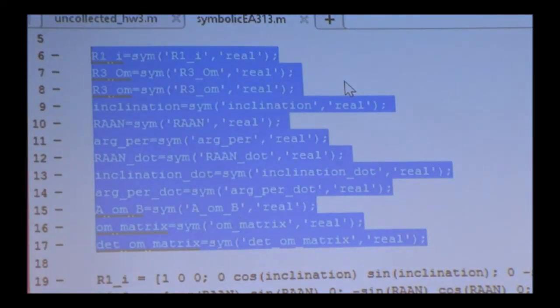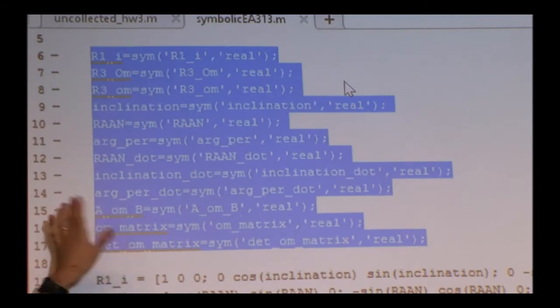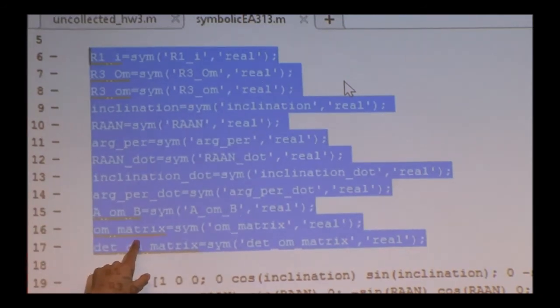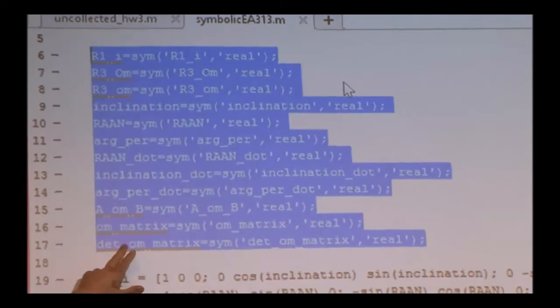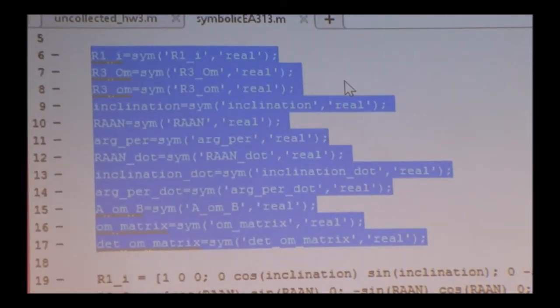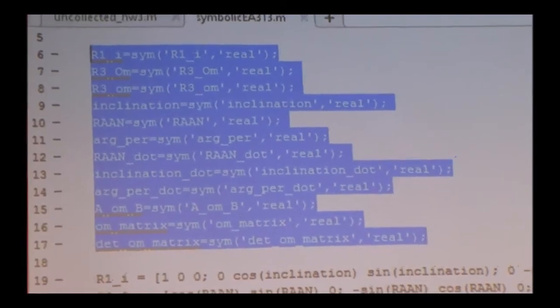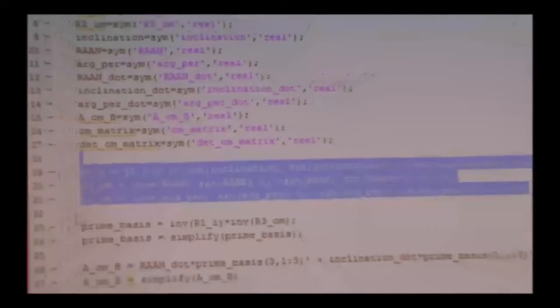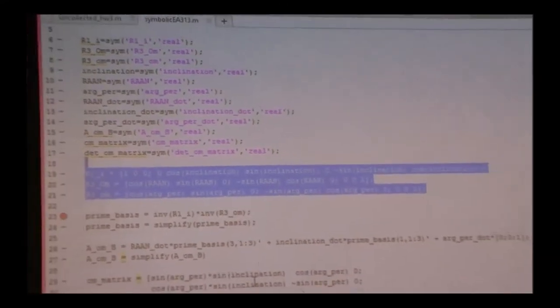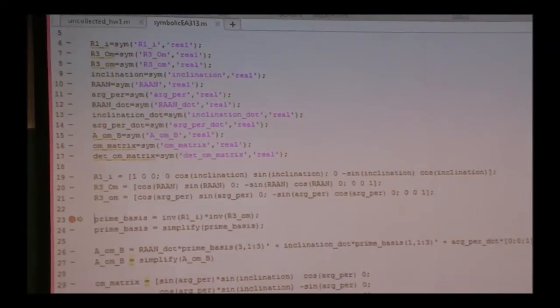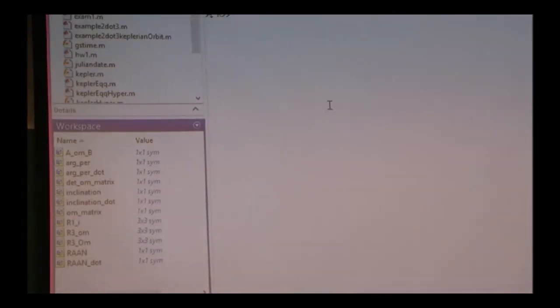I just use the same nomenclature that we've had so far, and the same angles, with dots for their time derivatives. And this would be omega of B with respect to A. This is the matrix that I just covered with the screen. This is the determinant of that matrix, because you needed to invert it. So what I do here is just define those three matrices, right? If I run these, I'm not printing them out, but they are there. So this is how they will look.